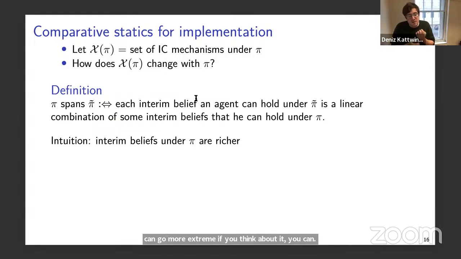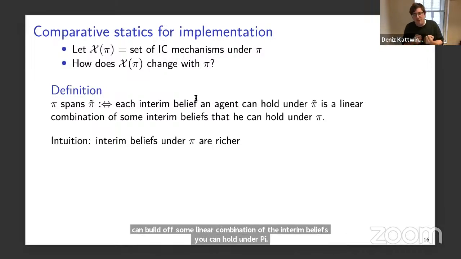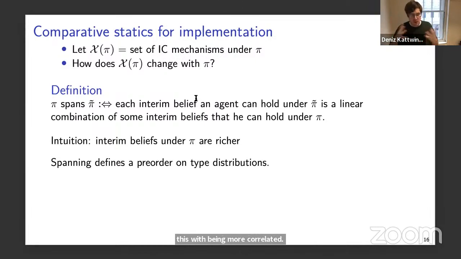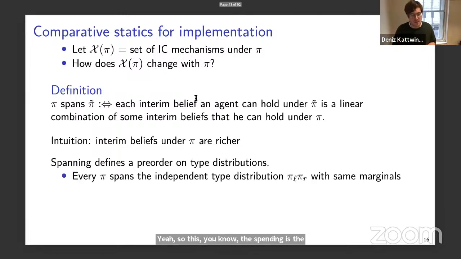The intuition is a very rough one: the interim beliefs under pi are richer in the sense of linear dependence. Every interim belief you can hold under pi tilde, I can build as some linear combination of the interim beliefs you can hold under pi. So pi is richer, and we identify this with being more correlated. The spanning condition defines a preorder on the type distributions.